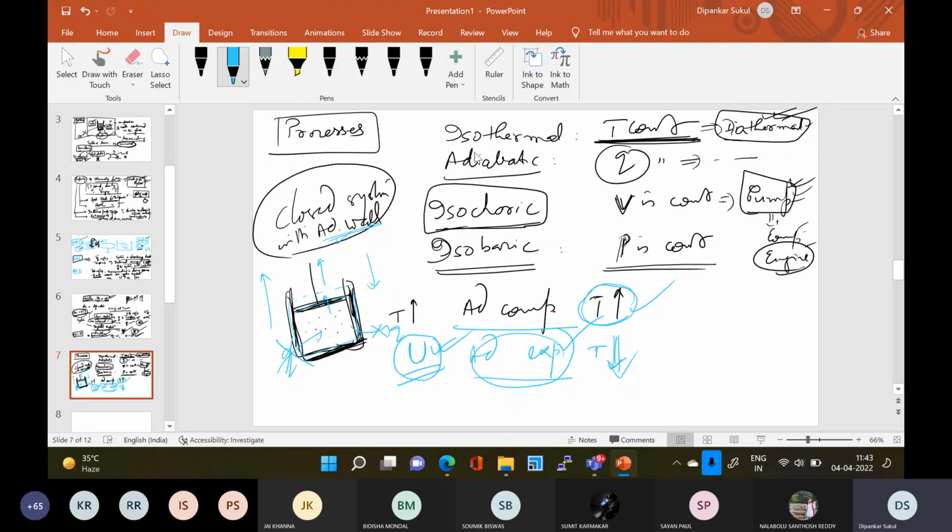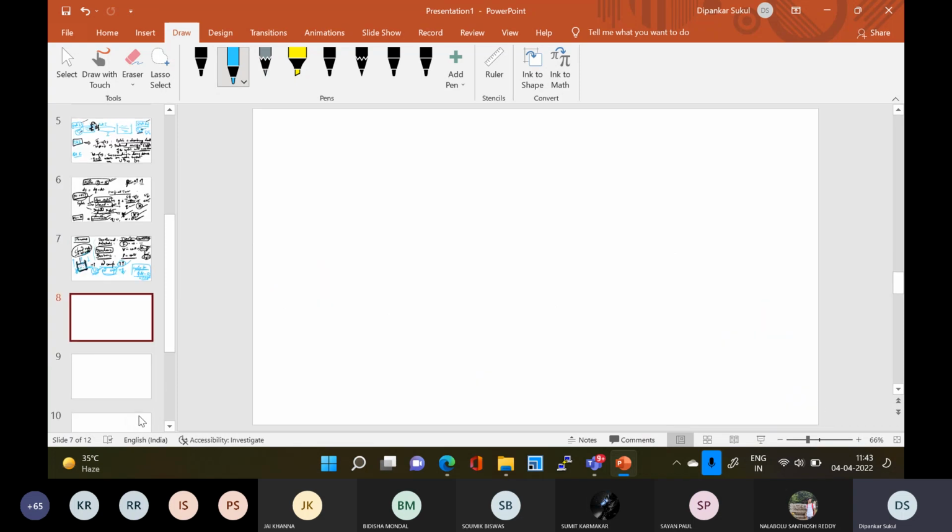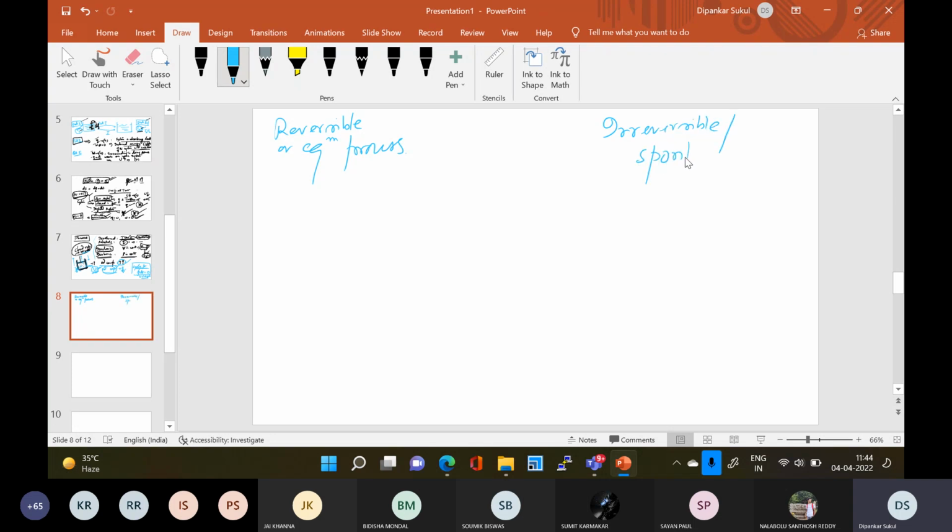Apart from these four, there is another, cyclic process, which I have already told you about: for any state function X, the whole change will be equal to 0 for a cyclic process. Now, apart from all those, there are two very important processes: reversible or equilibrium process, and another, irreversible or spontaneous process.